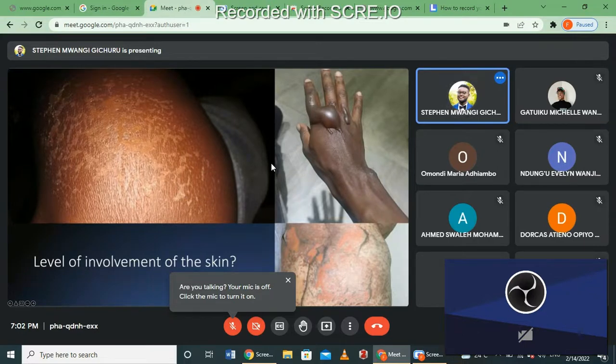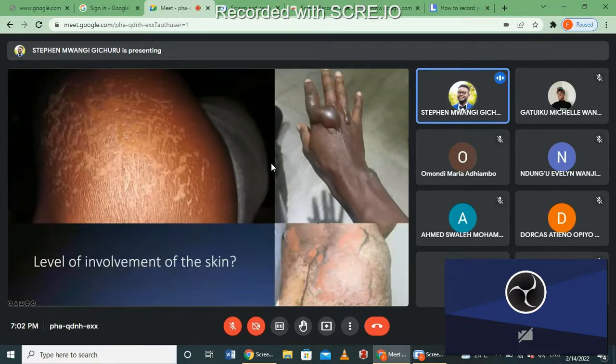Again, the partial thickness burns tend to be very painful, but the deep partial thickness are usually moderately painful. The sensation you get from those types of burns is mostly pressure, not pain. Full thickness is purely pressure, and then deeper is just pressure. So it's very painful, then a little painful with pressure, and then pressure. I hope you've understood that concept.